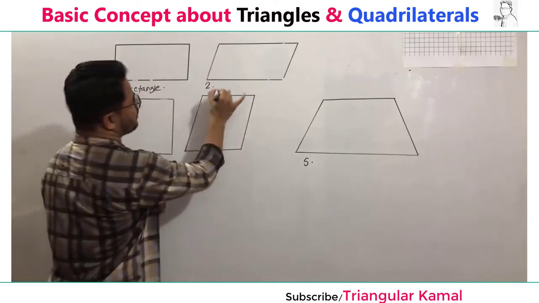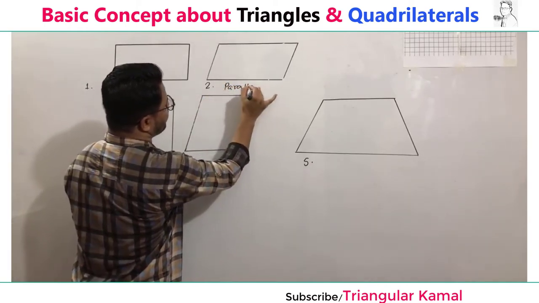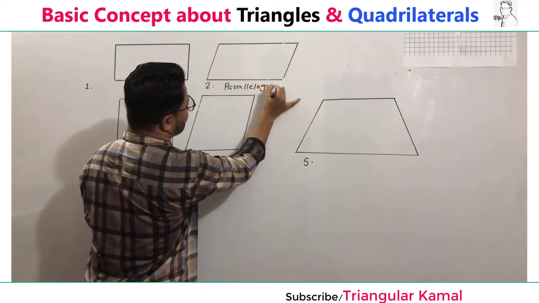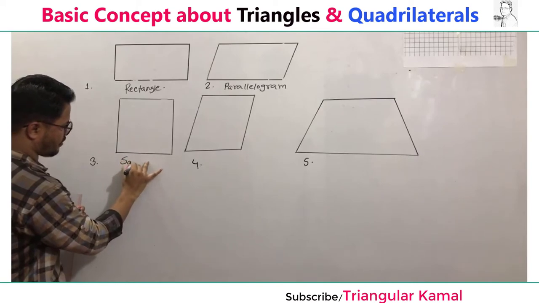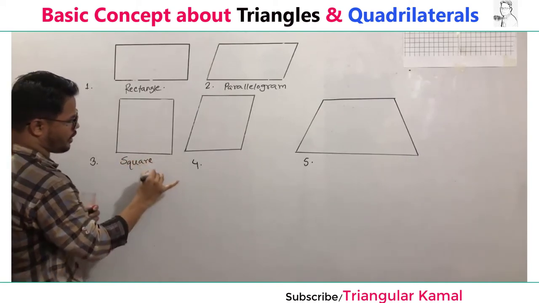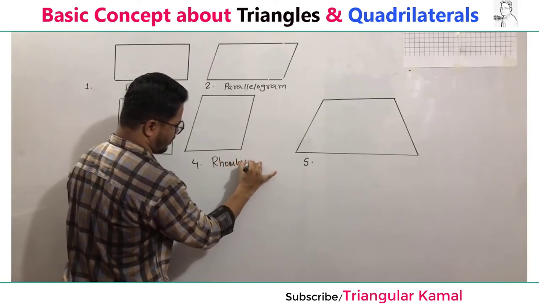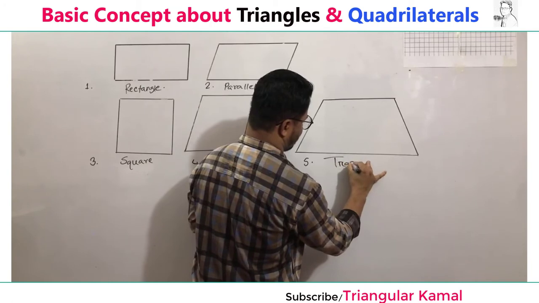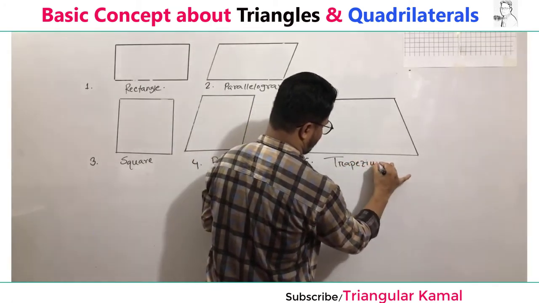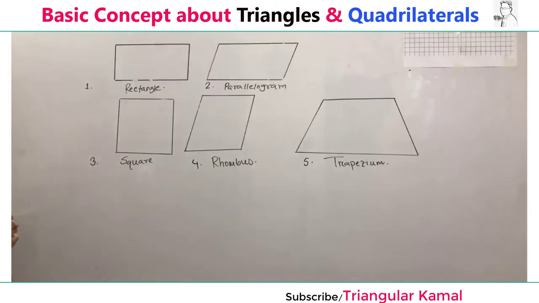Rectangle. This is parallelogram, and this is square, rhombus, trapezium, and these are the 5 types of quadrilateral.